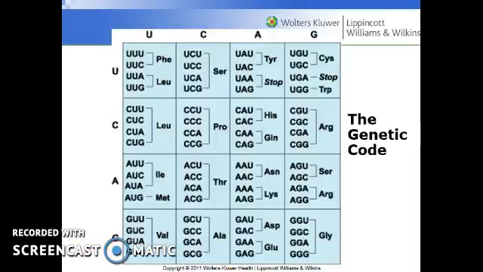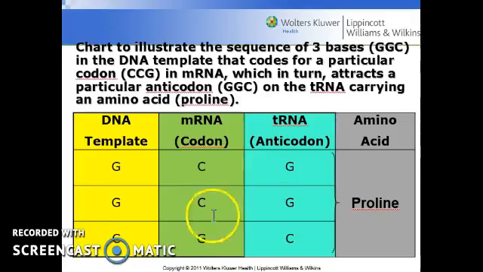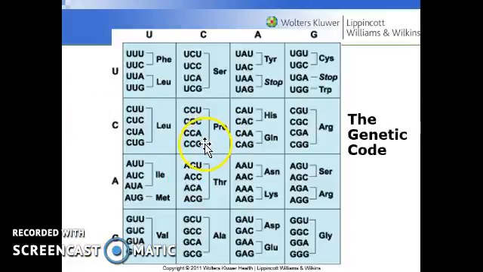Okay, so on the chart we look to see where we have that CCG being the codon that is being read. And when we saw the CCG, we see that it reads for proline. Okay, so CCG gives us a proline amino acid.